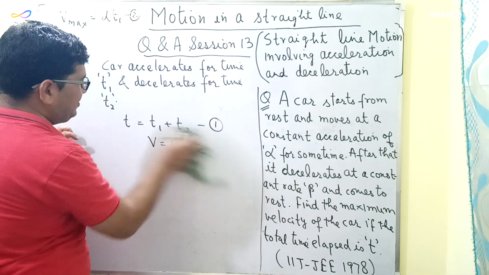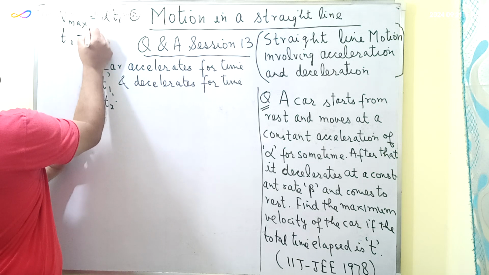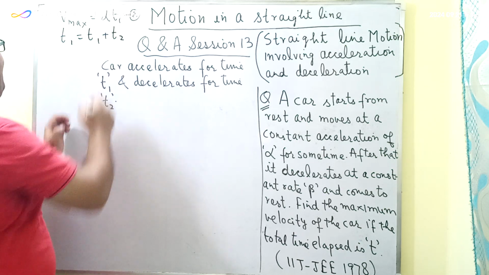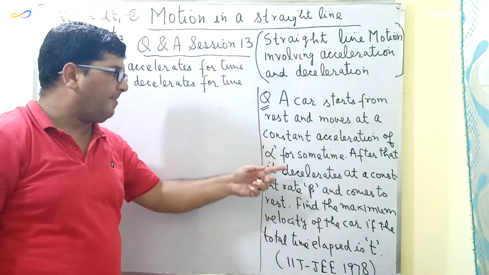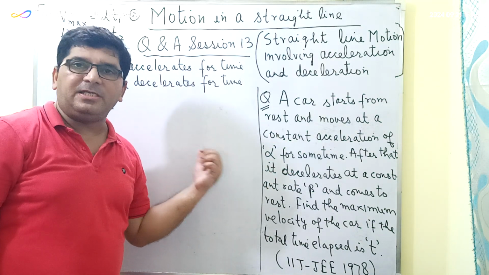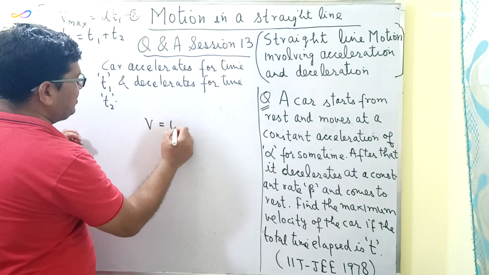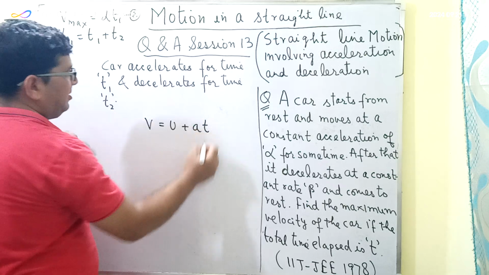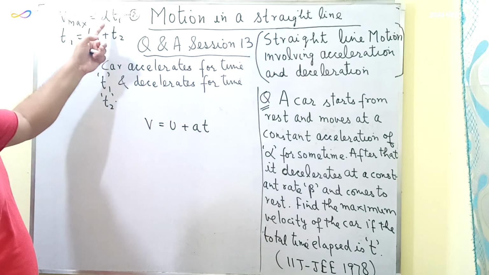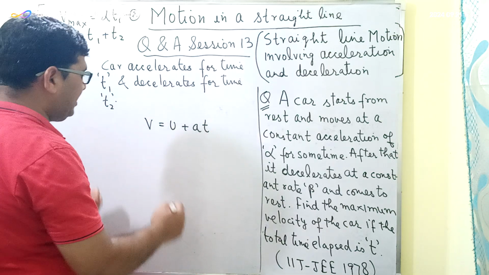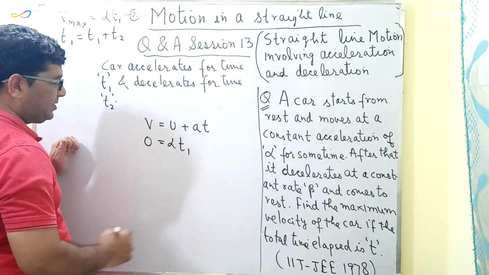Now for the second part of this journey, the maximum velocity which the car has attained in the first part of the journey will become the initial velocity for the second part of the journey. So again, by using the equation of motion for constant acceleration, the initial velocity for the second part will be equal to alpha t1, and the final velocity will be equal to 0.